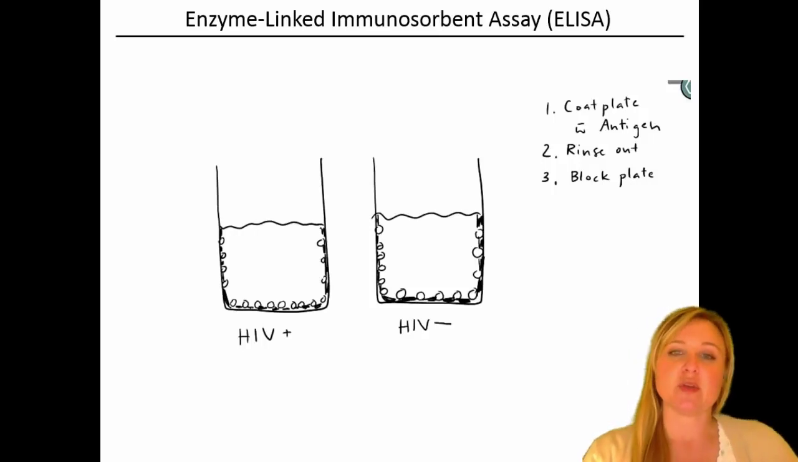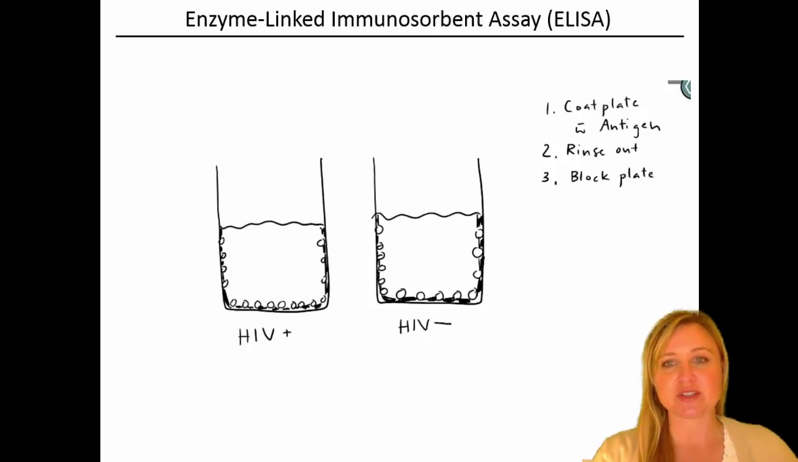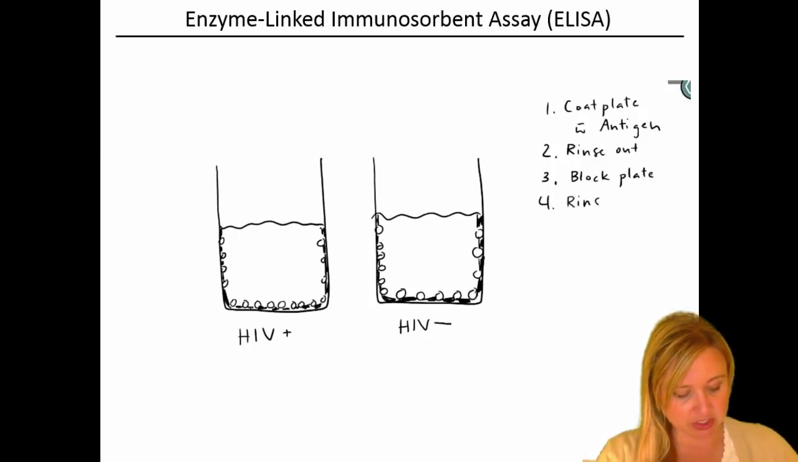So we've coated the plate with our antigen, which is stuck into the well. We rinsed out that solution, we added in our blocking solution. We allow that to sit for 1 or 2 hours, and that's going to block any areas that the antigen isn't stuck to. So we're then going to rinse that out. We rinse out that solution, and now finally we can add in the patient samples.